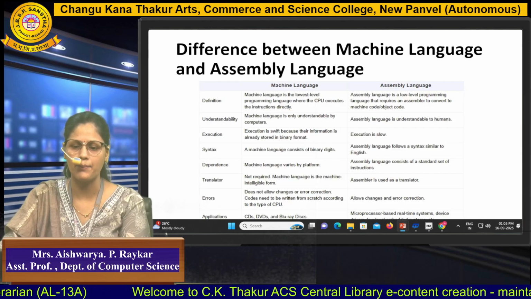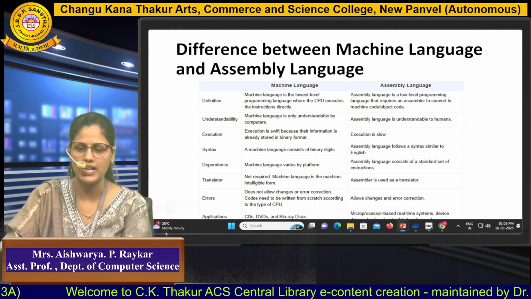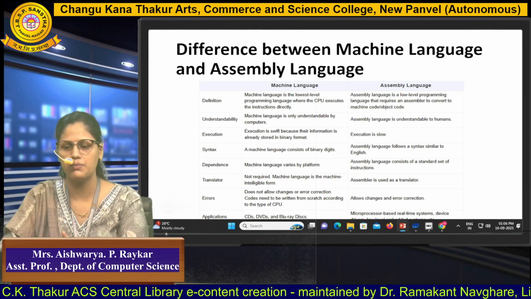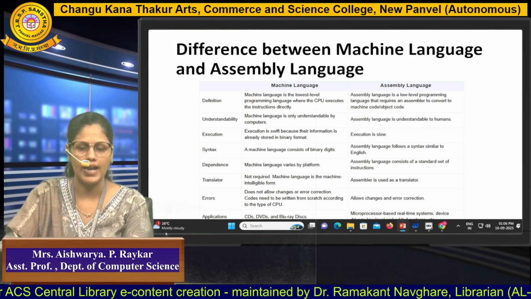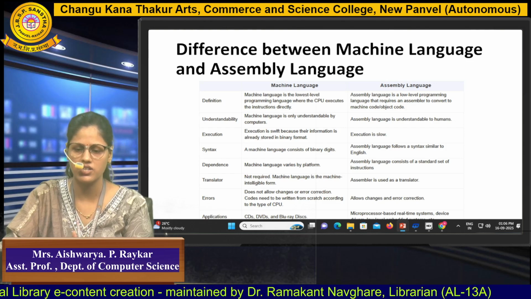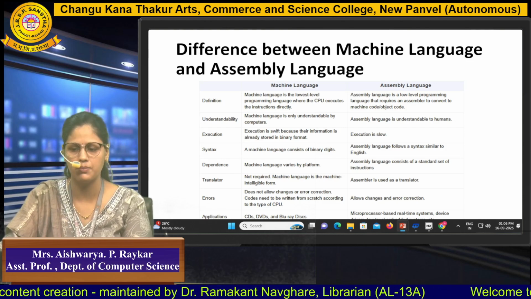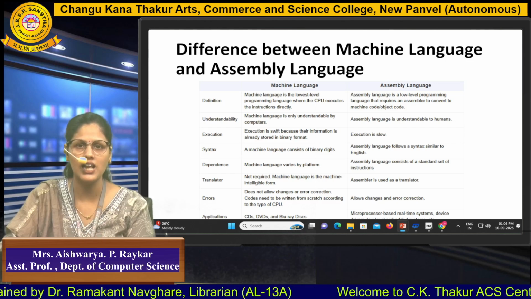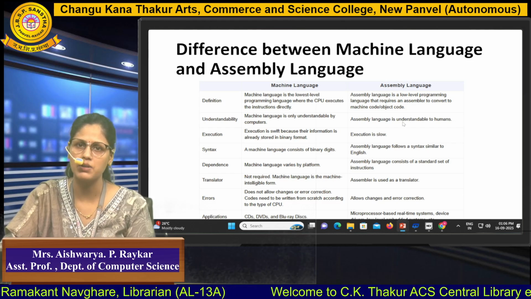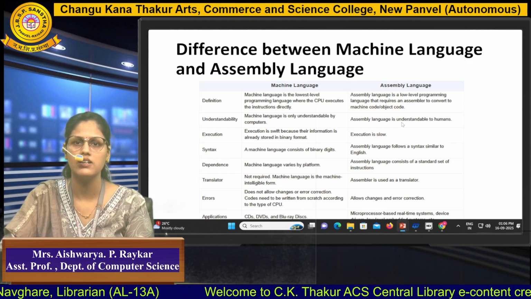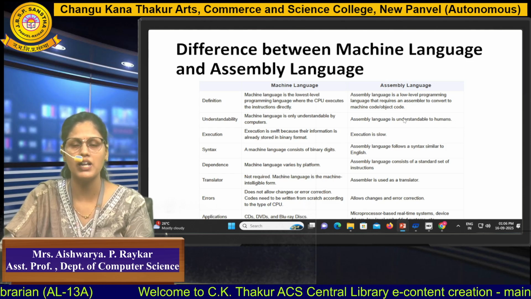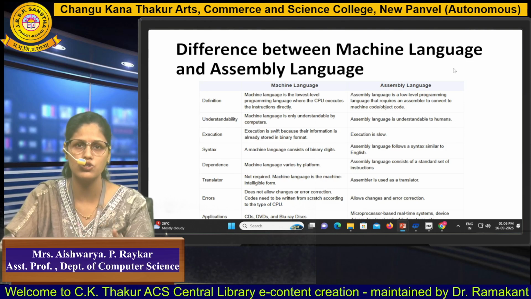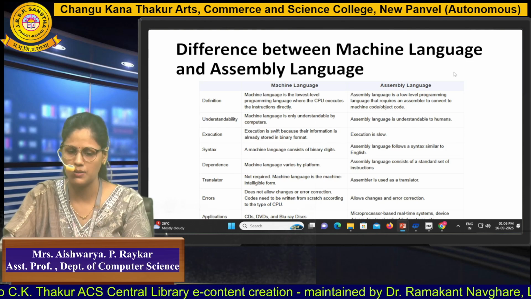Now let's just quickly summarize the difference between machine language and assembly language. So when it comes to the definition, machine language is lowest level, assembly language is intermediate level. And understandability, machine language is understandable by computer, whereas assembly language is understandable by humans. Now in terms of execution, the machine language execution is fast, whereas assembly language execution is slow. The reason behind it is, in assembly language, first the assembly language code will get translated into the machine language and then it will be executed. That's why the execution speed of machine language is faster as compared to the assembly language.